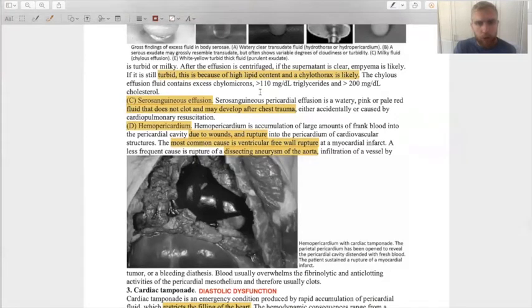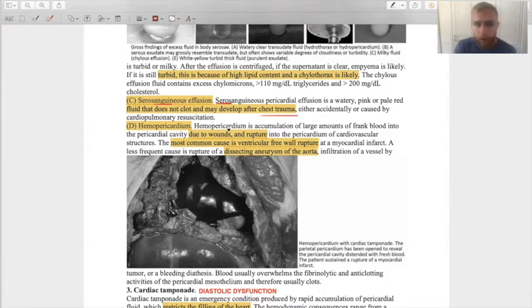Serosanguinous effusion, sanguinous meaning like blood, and then serous meaning having protein in it. So this can follow chest trauma. Accidentally or caused by resuscitation, you got to break the rib cage sometimes in grandma or grandpa.